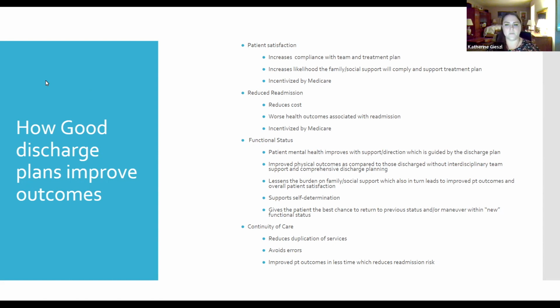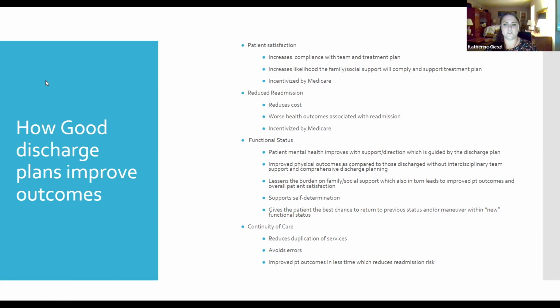Functional status, I think that's the big one. It's the one that pulls on the heartstrings the most. Mental health improves with support and direction, which is guided by the discharge plan. Physical outcomes are better as compared to those discharged without the team support and a comprehensive discharge plan. There is less burden on family and support systems, which also increases the likelihood of a positive outcome and reduces the readmission rate. And it gives the patient the best chance to return to whatever their functioning status may be, whether it's what it was before or a new one.